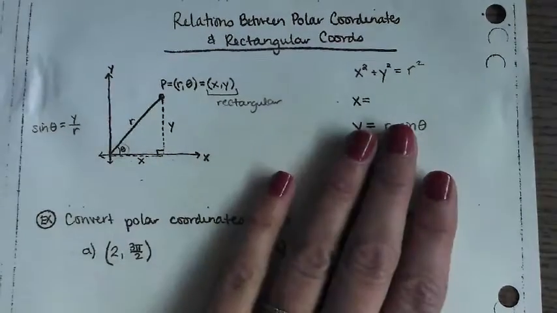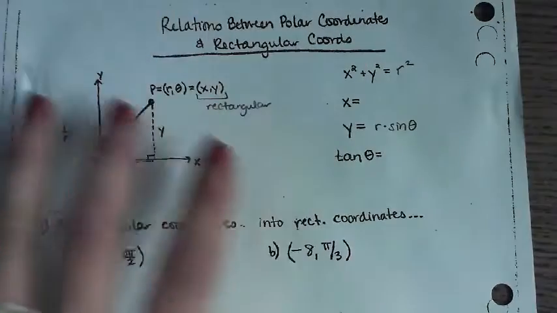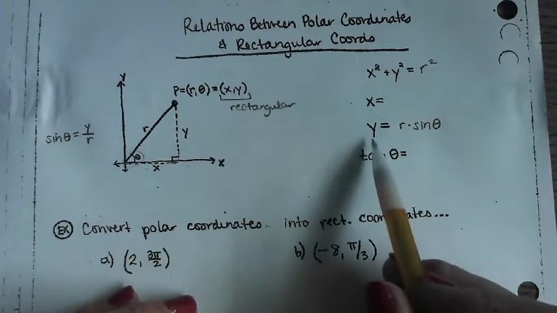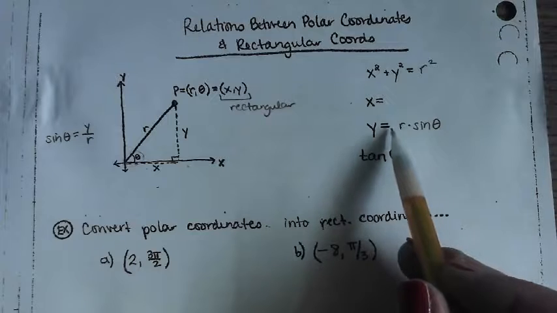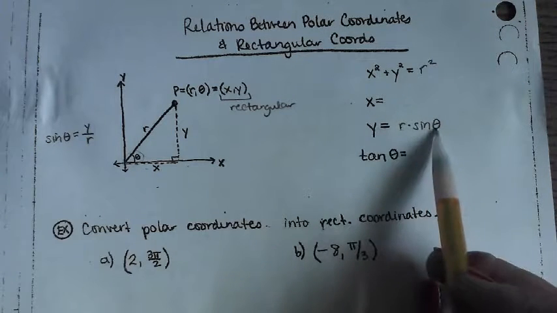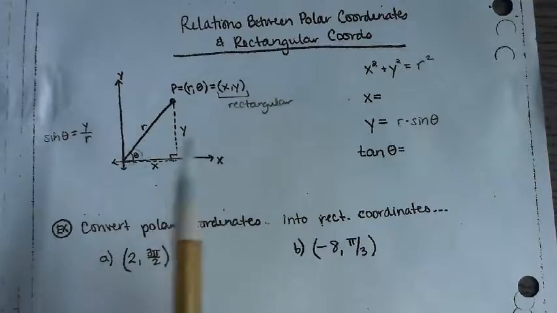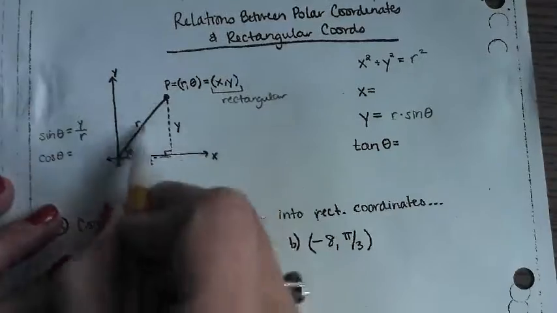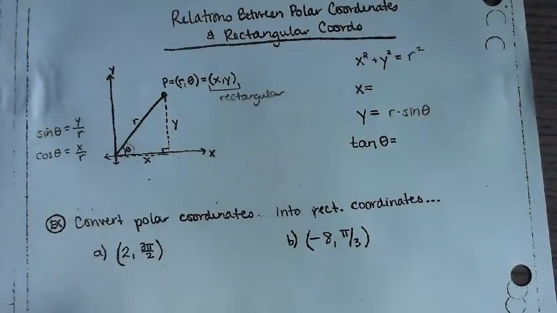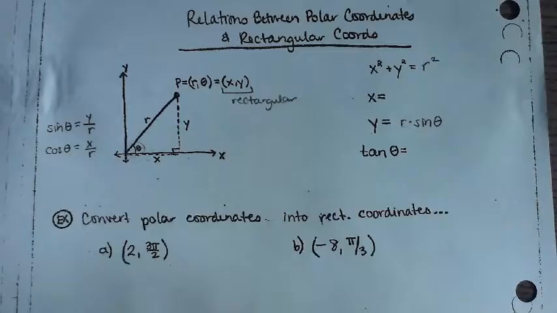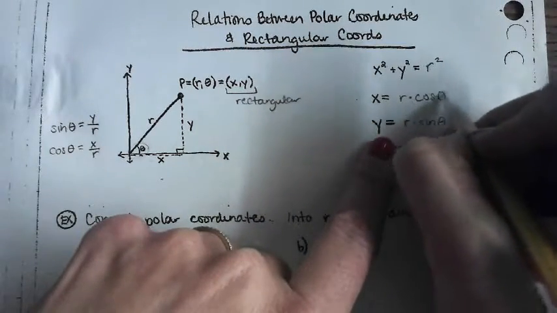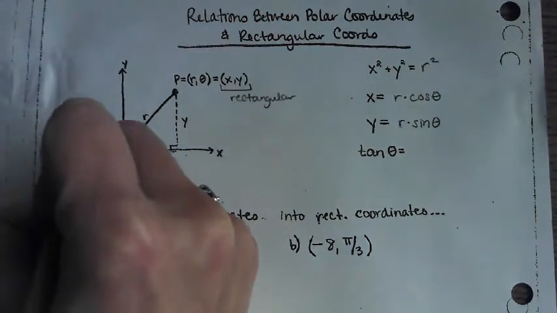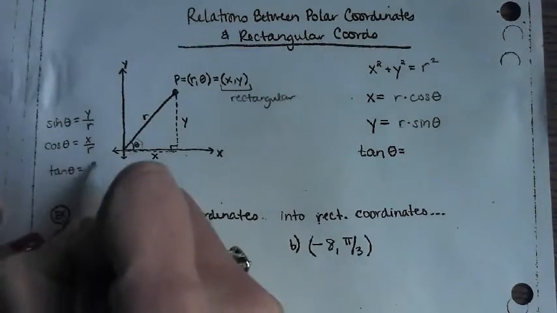Now, I would just memorize that. You're not going to probably want to draw the diagram every time. But the y coordinate in the rectangular system is always going to equal the radius times the sine of your theta. And if you wrote a cosine equation, cosine would be adjacent over hypotenuse. So what does x equal? Right, r times cosine theta. And what would tangent of theta equal? y over x.